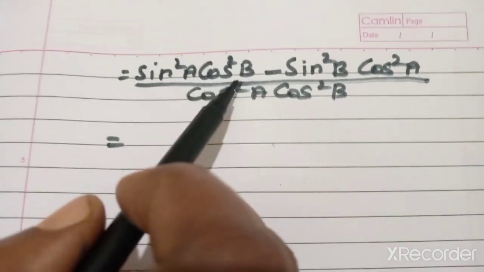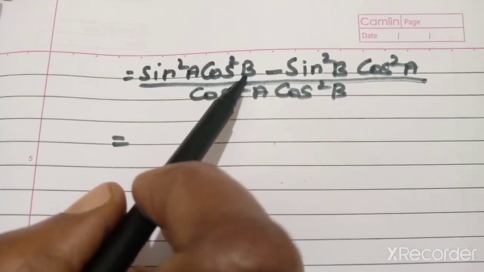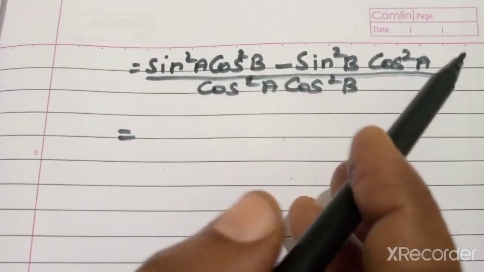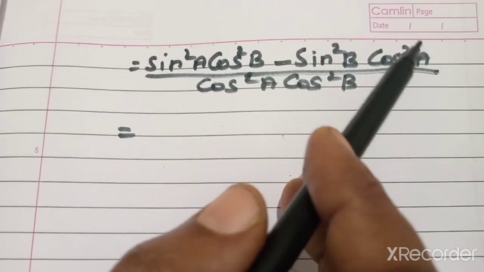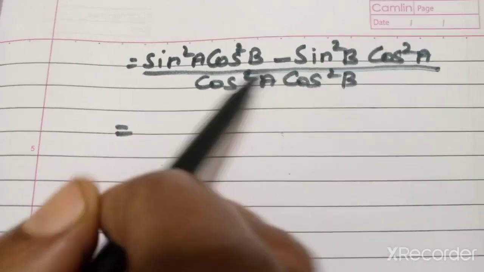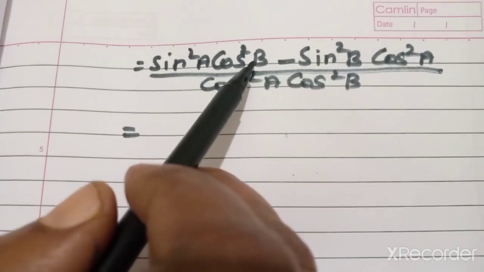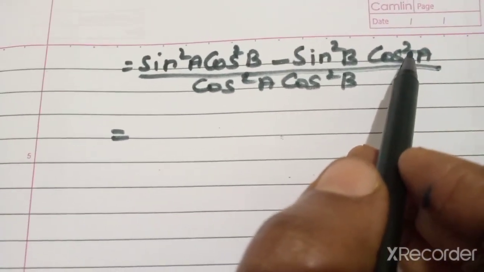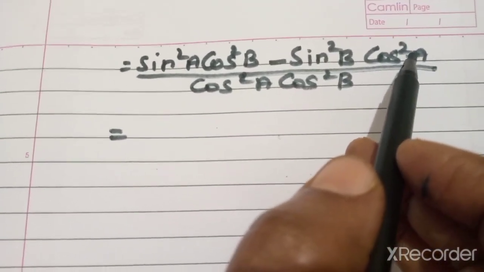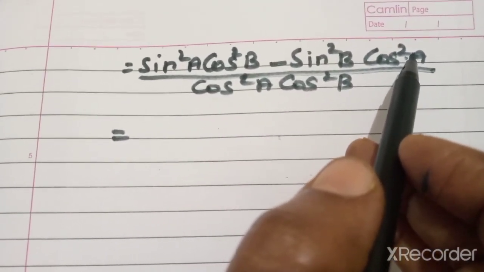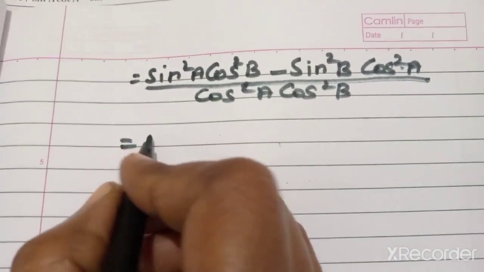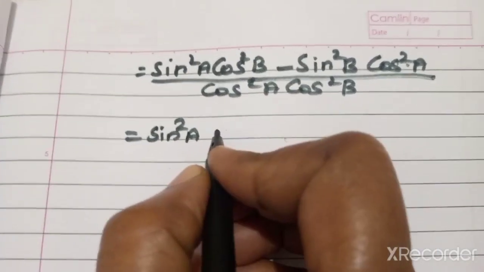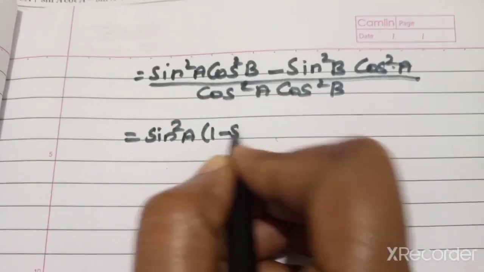We know the formula cos square theta is 1 minus sin square theta. So here, both this cos square B and cos square A term, let us change into the sin ratio. In place of cos square B, we have to use 1 minus sin square B, as well as in place of cos square A can be used 1 minus sin square A.